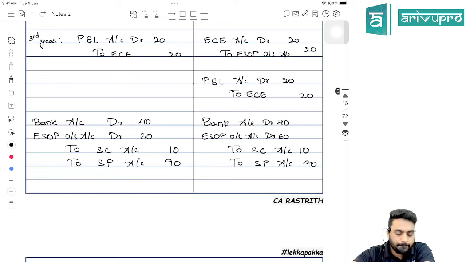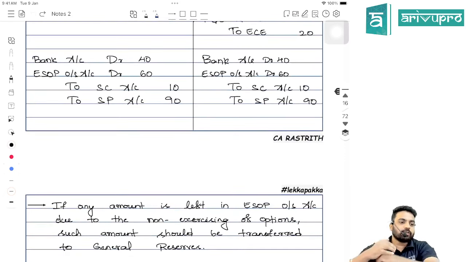Got it? When they exercise the option, entry will be bank account debit, ESOP outstanding account debit, to share capital account, to securities premium account.